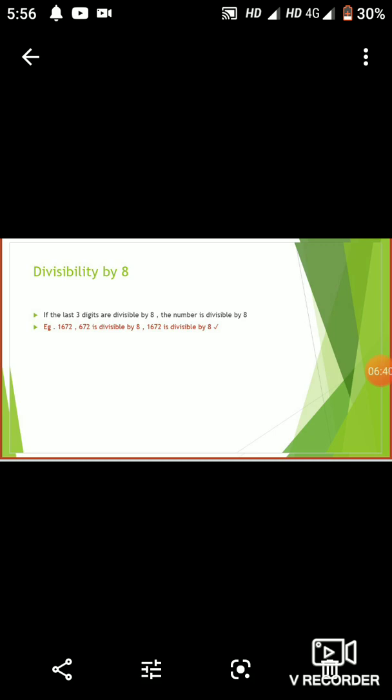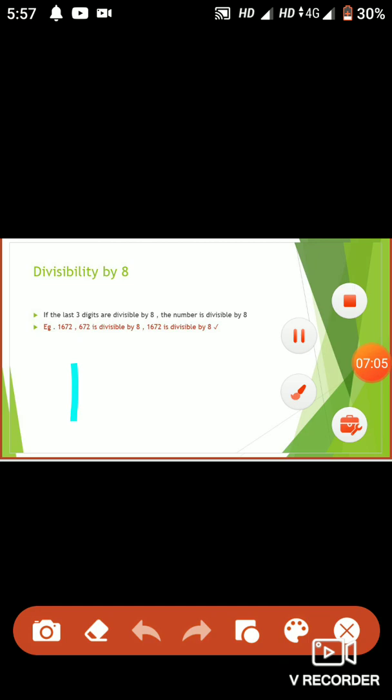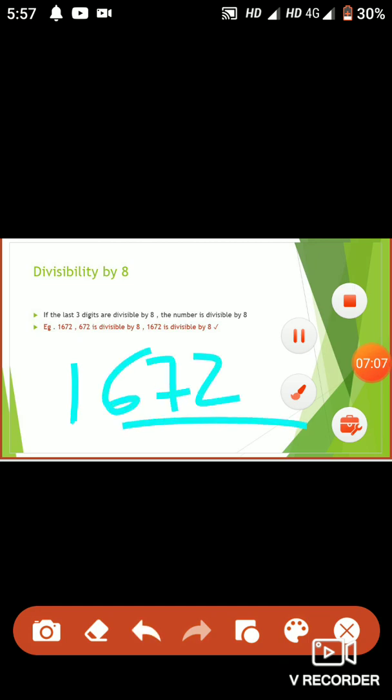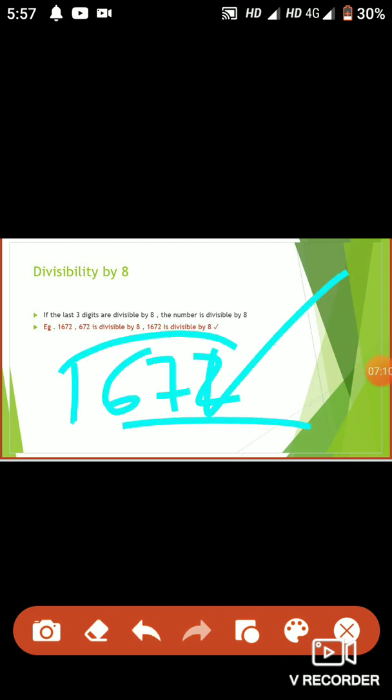Like the divisibility rule of 4 says that the last two digits, that means the tens and the ones, should be divisible by 4. Similarly, over here the rule of 8 says that the ones, tens and hundreds should be divisible by 8. That means the last three digits should be divisible by 8. So 1672. 672 is divisible by 8. That means the complete number 1672 is divisible by 8.